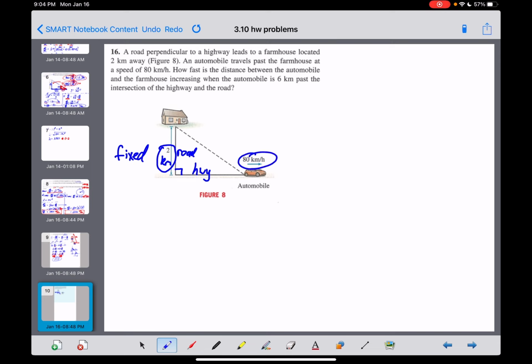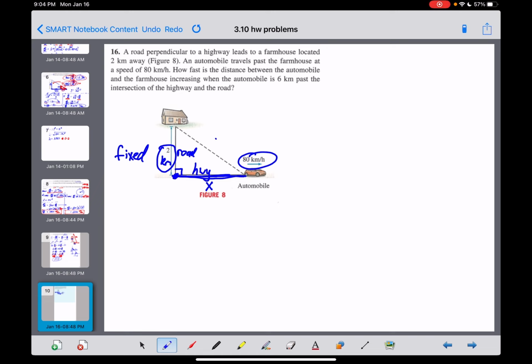They want to know how fast is the distance between the automobile and the farmhouse increasing when the vehicle's 6 kilometers past the intersection of the highway and the road. This can get a little bit confusing because the wording is difficult. This quantity down here on the bottom of the triangle, I'm going to call that x. Now that needs a variable because as the car travels down the highway, x is changing in how far the car is from where the road meets the highway.